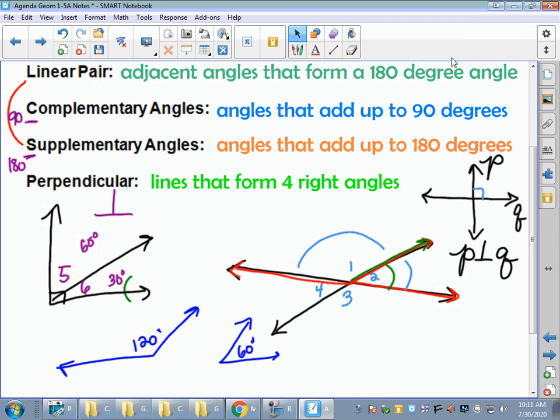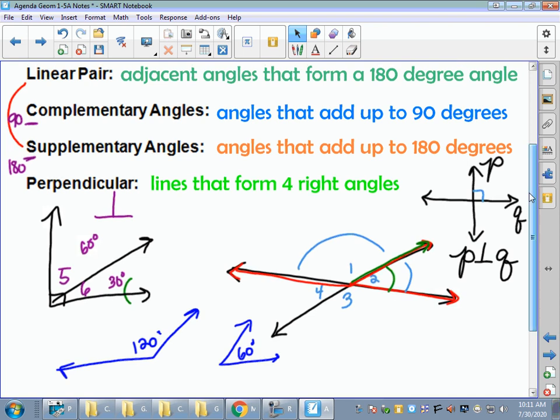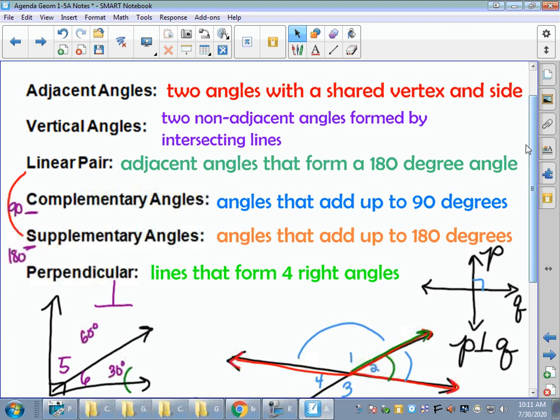If one angle's a right angle, they're all right angles. That's something we'll talk about too. So there's a whole bunch of different types of angles. Kind of a big deal. You're going to need to know these terms. So I might say in a word problem, these two angles are supplementary. So you're automatically going to have to know that's 180 degrees. So this is important to know.